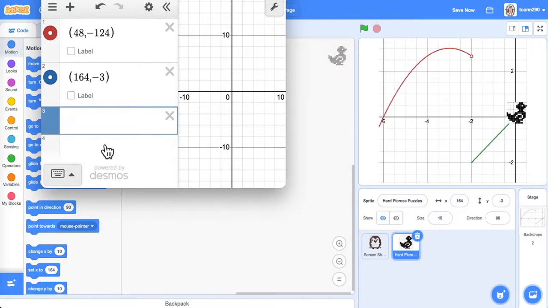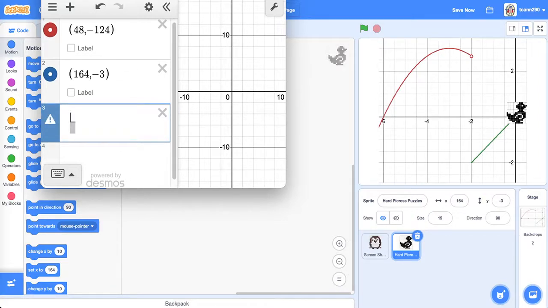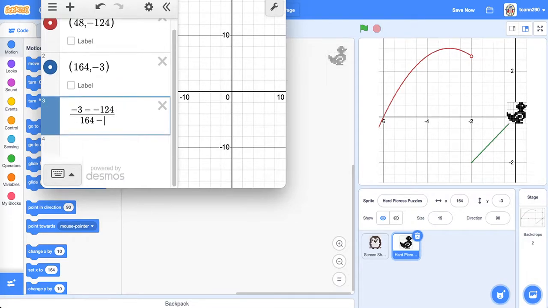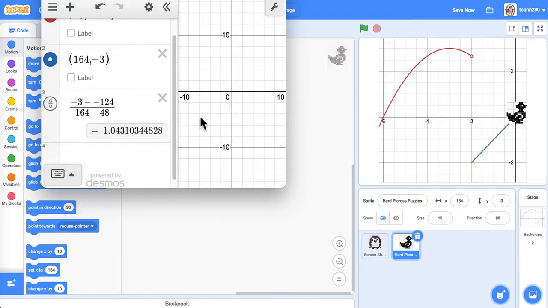So the slope, again, change in y over change in x, I would get that by dividing the negative 3 minus the negative 124 by 164 minus 48. I don't want to lose my values here. All right, so the slope is about 1.0431. In the image, it looks like the slope is about a 1, but we're coming up with something a little bit off of that. And now we just need to know, is that number going to be so significant that it's going to cause a problem? Well, we'll find out in a minute.